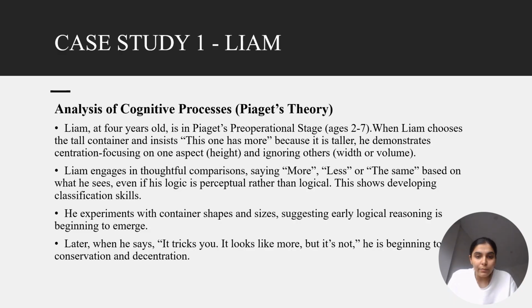Analysis of cognitive processes by Piaget's theory. Liam shows clear signs of being in the pre-operational stage, aged from 2 to 7 years, where children think symbolically but are not yet able to perform logical operations. His belief that a taller container holds more water, even when it's the same amount, is a clear example of centration, which focuses mainly on one aspect only, like height.